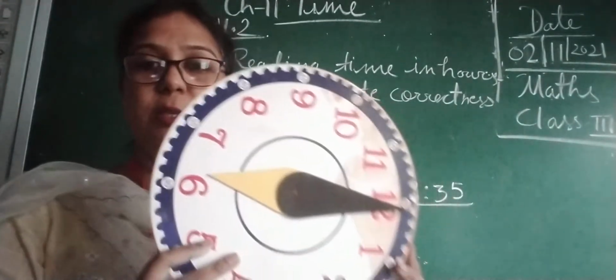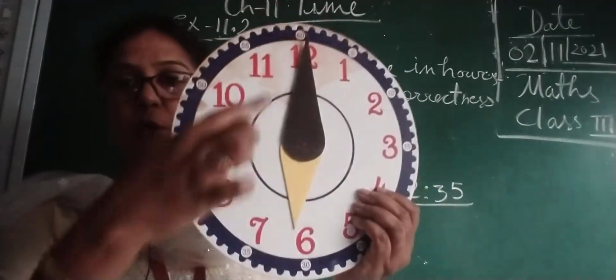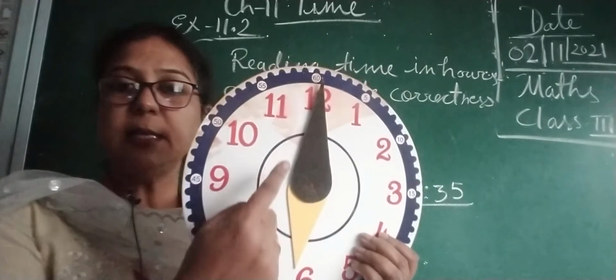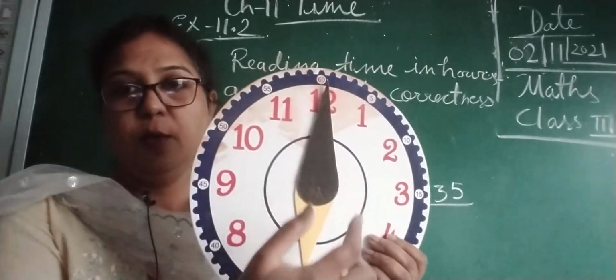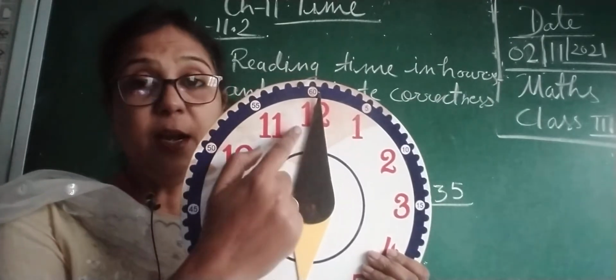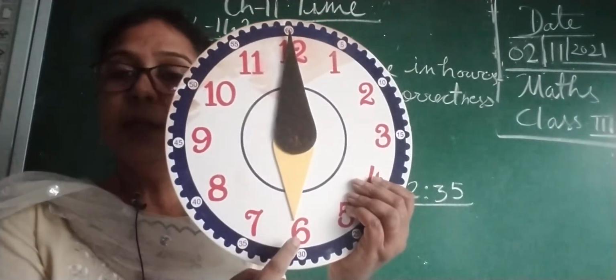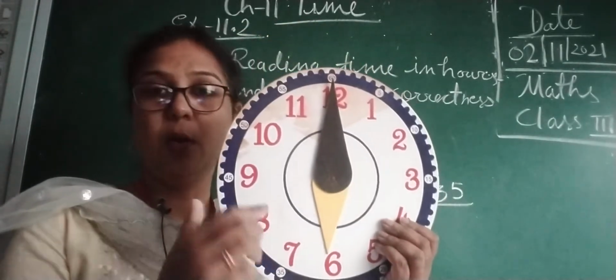I'm going to show this clock. Suppose here you can see this is 6 o'clock, because the big hand, or you can say the minute hand, is at 12, and here you can see this is the hour hand, it is at 6. So this is 6 o'clock.